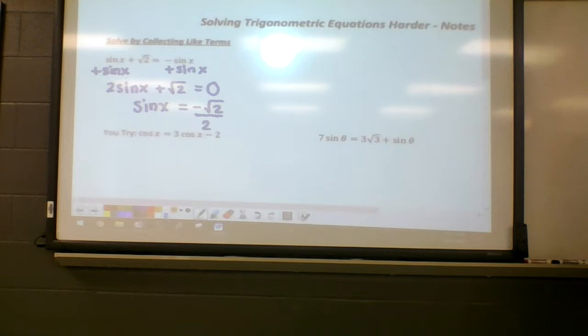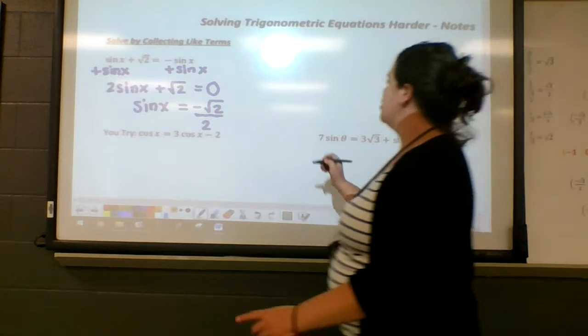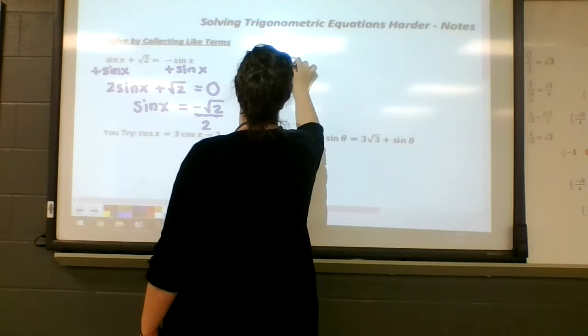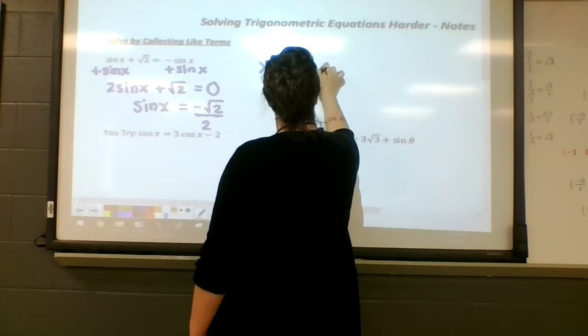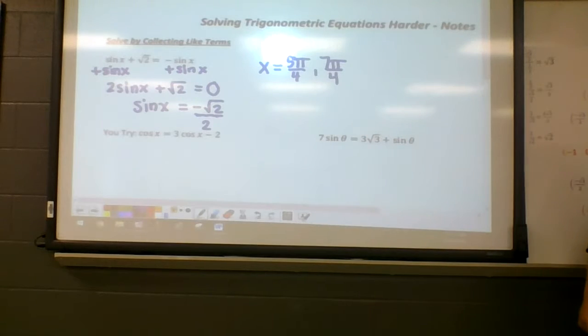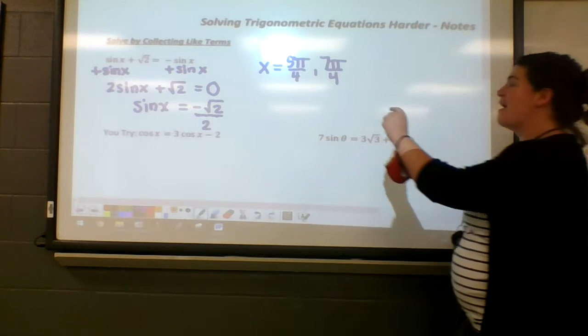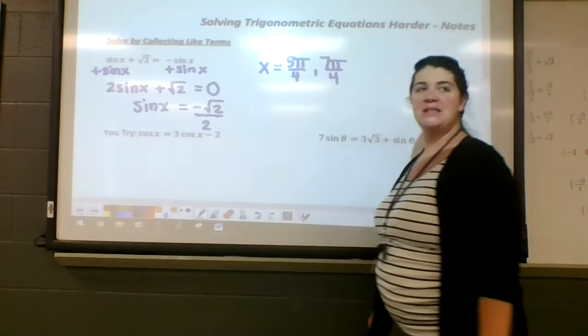So where is the sine of x equal to negative square root of 2 over 2? Grab your unit circle if you need to. Here's mine over here. 7 pi over 4, yes. And 5 pi over 4. So that means your x in this case is 5 pi over 4 and 7 pi over 4. So if you were to take 5 pi over 4 and plug it in to the x here and the x here, this side of the equation would be the exact same as that side of the equation.